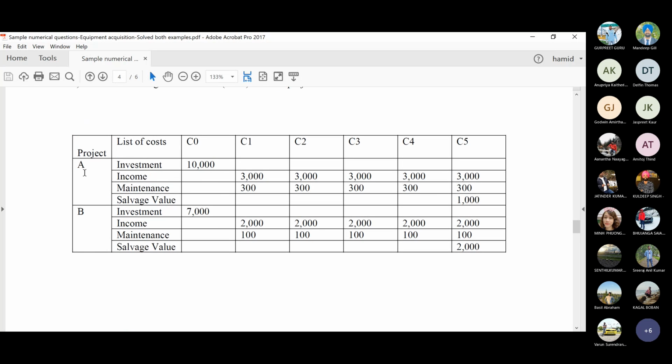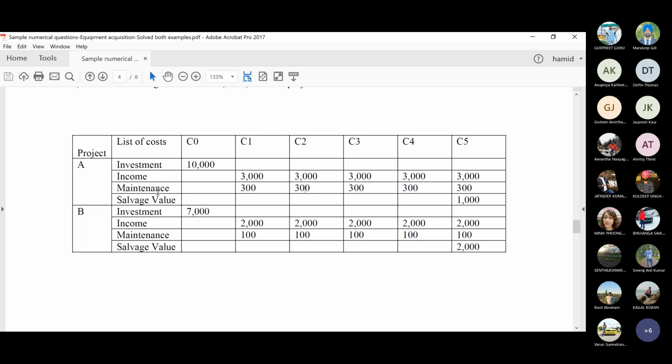So in this case, we have 2 projects, project A and project B, and each of them has 5 years to operate. C0 is the first day of the project, C1 is the end of year 1, up to the end of year 5. So we have some investment, we have some incomes equally divided each year, and then you have some maintenance. Be careful, because in the final exam, for example, I may give you 5,000. So they are not always equal.